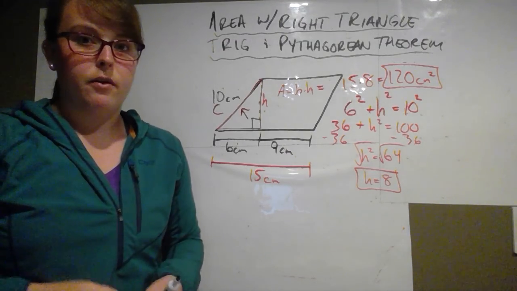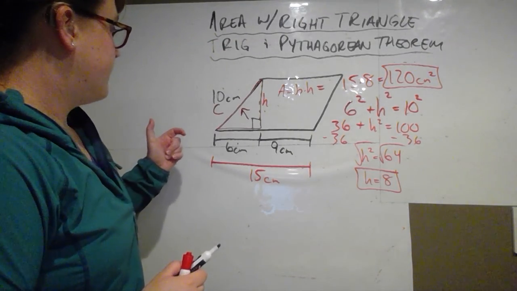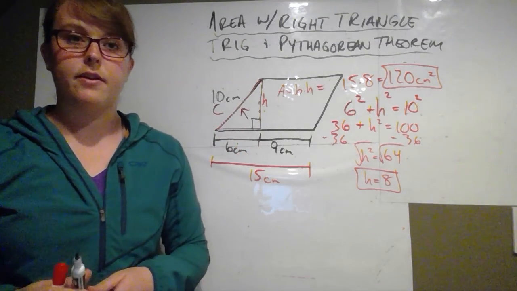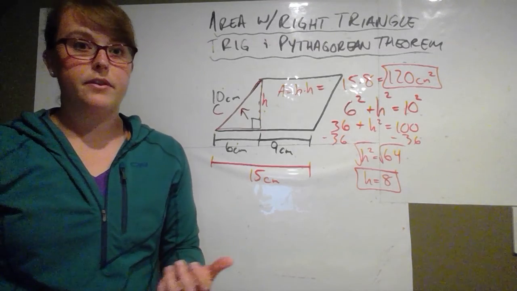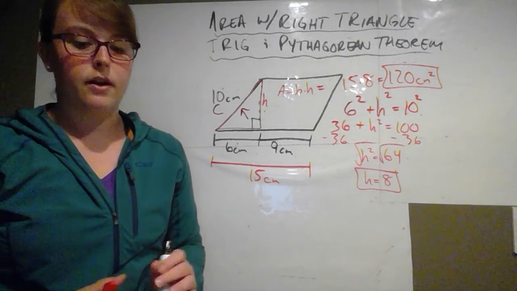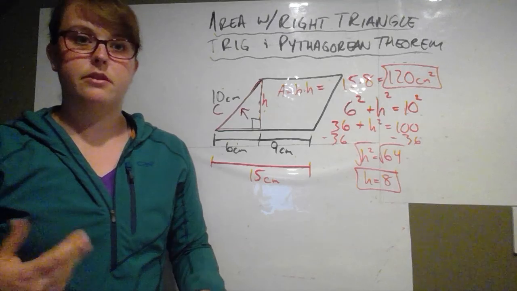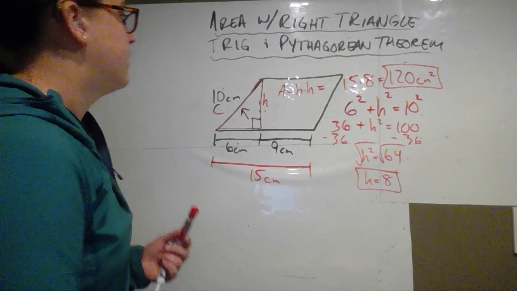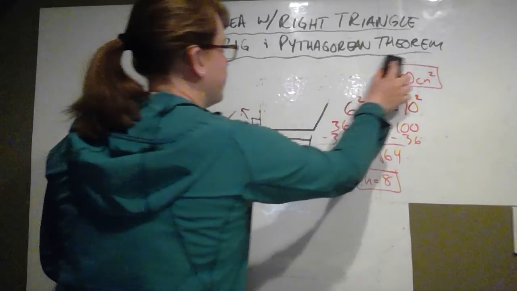Okay, so again, these aren't the only situations where you can use right triangle trig or Pythagorean theorem to help you find area. There's a lot of other situations and shapes that this will work for. I'll show a couple of common situations that you'll see before we get started on our assignment here.